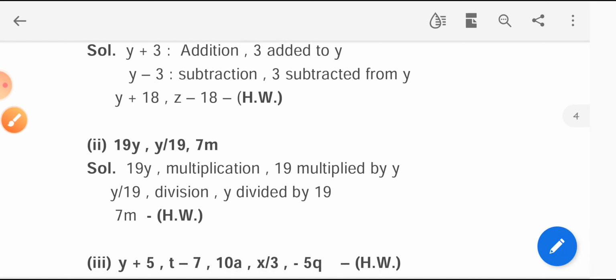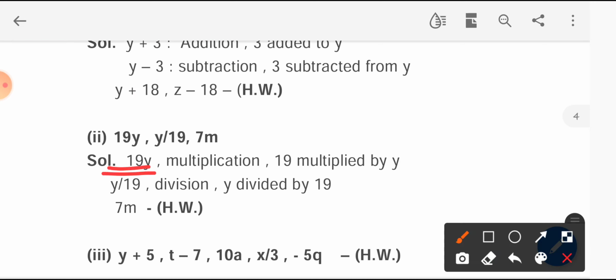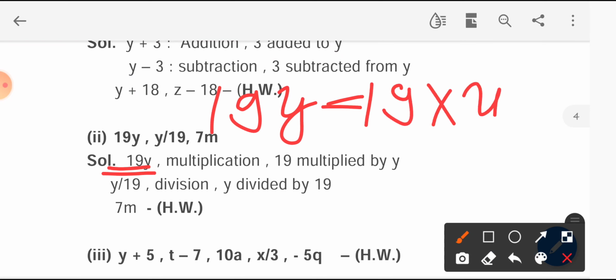See the second one, 19y. What do you mean by 19y? 19y का मतलब होता है 19 multiplication y. If there is no symbol given between any two numbers, इसका मतलब होता है कि वहाँ पर multiplication है. So 19y, which operation is used? Multiplication. And how is it formed, ये कैसे बना है?